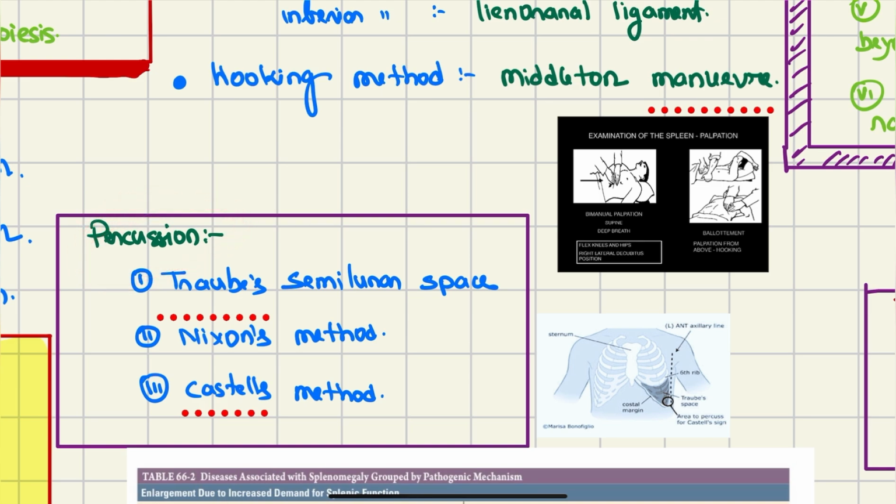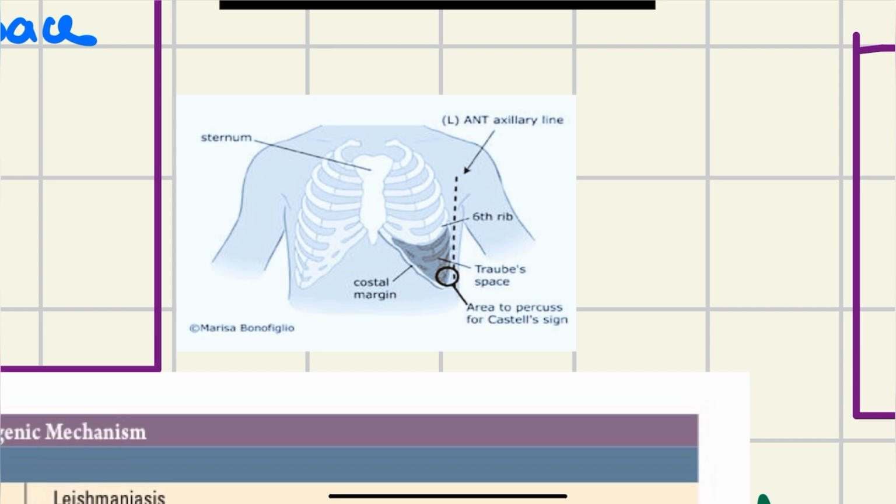In Harrison, they mention three methods for spleen percussion. First is Traube's semilunar space, second is Nixon's method, and third is Castell's method. Traube's semilunar space is bounded superiorly by the 6th intercostal space, laterally by the left anterior axillary line, and inferiorly by the costal margin. If any dullness is present on percussion of Traube's space, then it indicates splenomegaly.